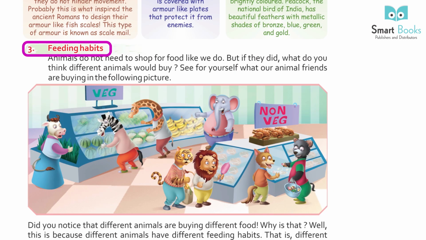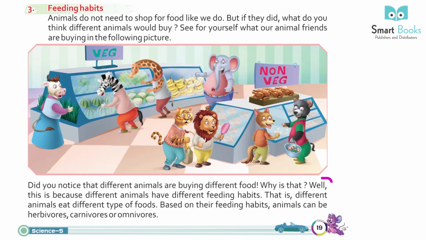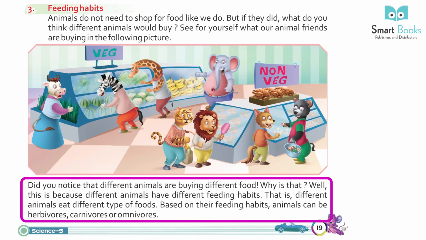3. Feeding habits. Animals do not need to shop for food like we do, but if they did, what do you think different animals would buy? See for yourself what our animal friends are buying in the following picture. Did you notice that different animals are buying different food? Well, this is because different animals have different feeding habits. That is, different animals eat different types of foods based on their feeding habits.